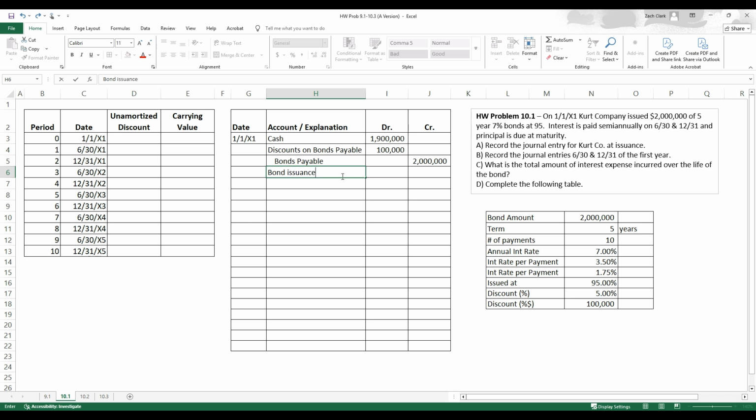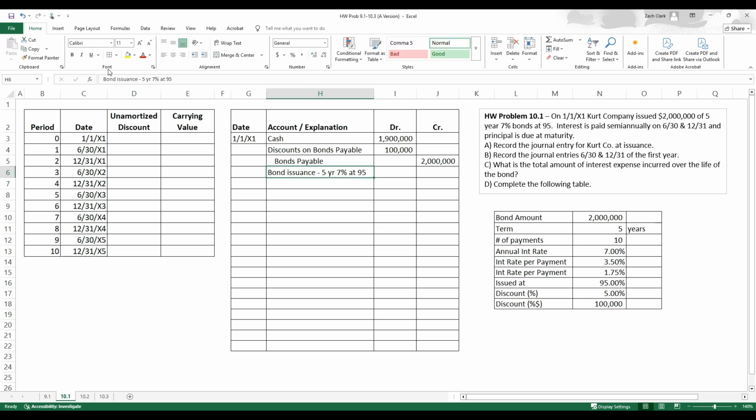We'll just call this bond issuance. We'll put in the details: 5-year, 7%, say at 95. That's some good info. Okay, so here's our initial journal entry. Like I said, we received less cash than we actually would because we gave a discount for this. And then that looks good. Let's do the journal entries and then we'll fill out this table after that.